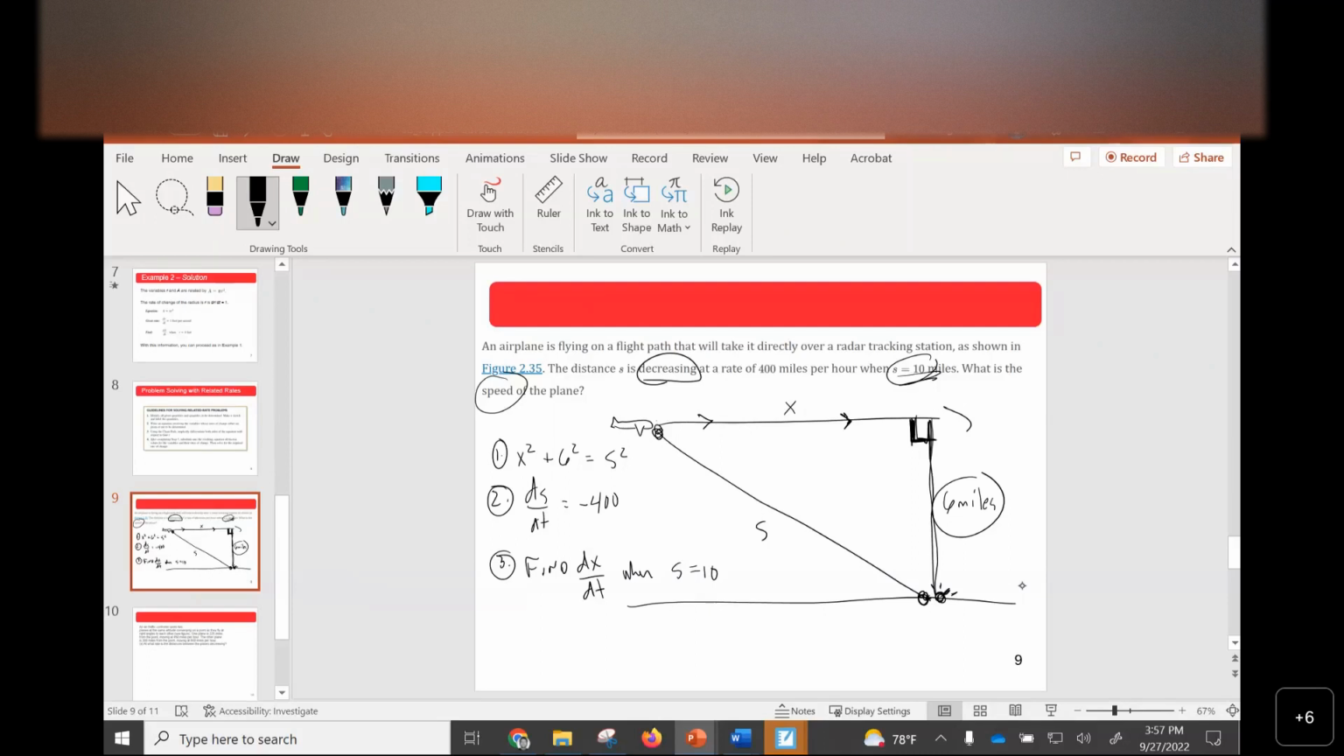The altitude is always 6. It's always 6. That's not changing. s is changing, but the time I'm interested in is when s is 10. Okay, see if you can get an answer. Go ahead. See if you can do the rest.